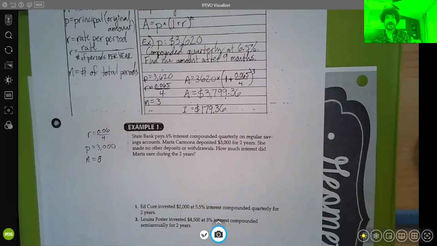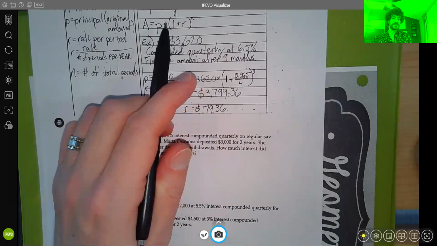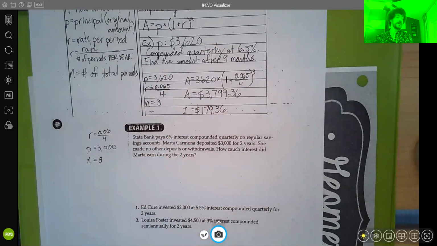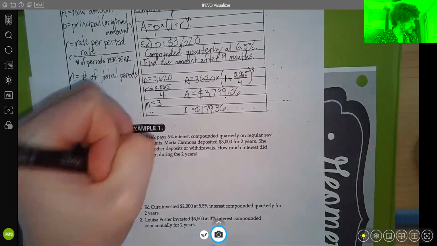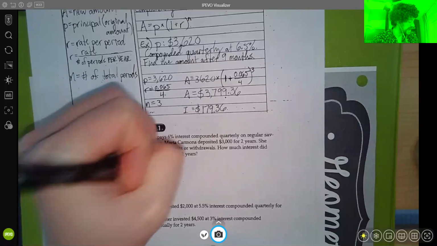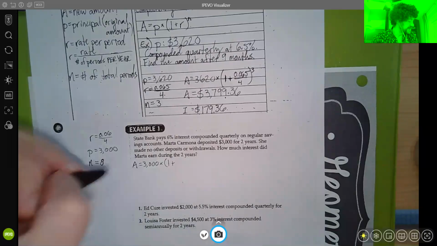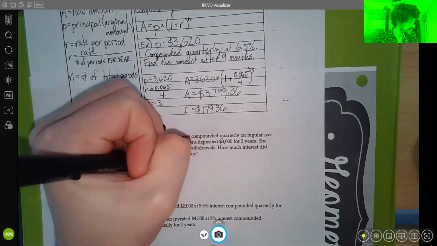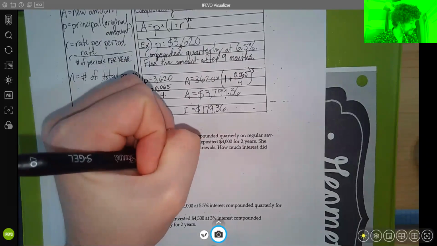All right, so then we're going to use our formula, this one up here, A equals P times 1 plus r in parentheses to the n power. So we're going to get the new amount, and the amount is going to be equal to the original principal value, 3,000, multiplied by 1 plus the value of r, which is right here, 0.06 over 4, to the 8th power.